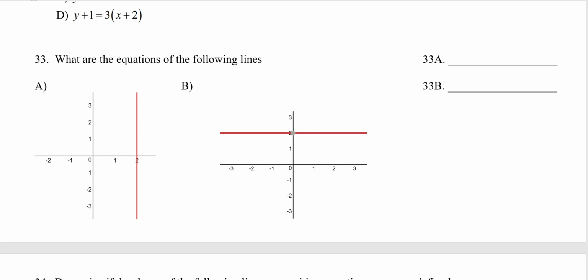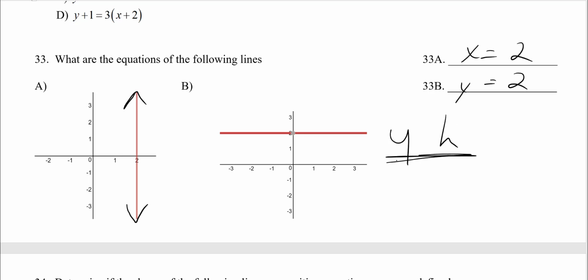Okay, 33. What are the equations of the following lines? It's this line right here, guys. You should know that is an x equals problem, because remember, it's a vertical line. It's always an x equals, because x equals 2 here. It's 2 everywhere. So this one's x equals 2. This one's a y equals, so y equals 2. Pretty easy. Remember, y is a horizontal line, because an upside down y is an h for a horizontal line.